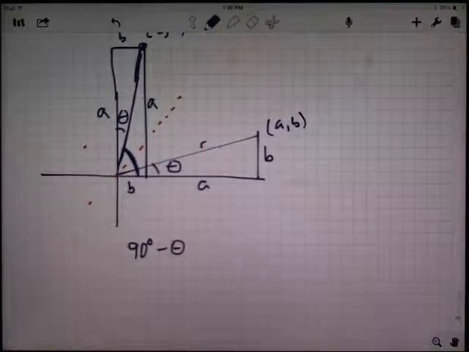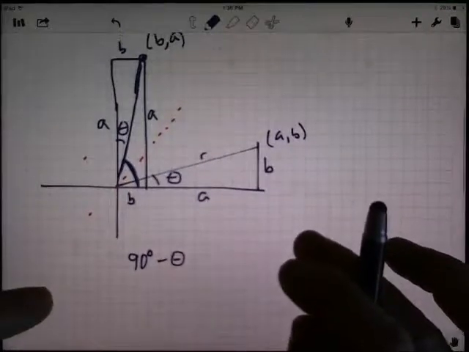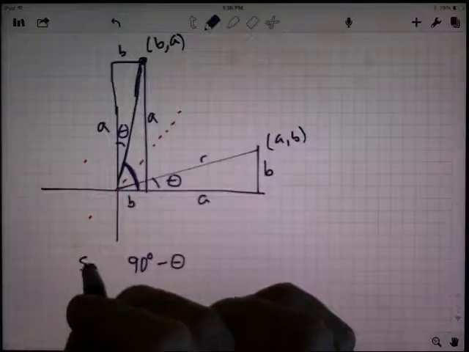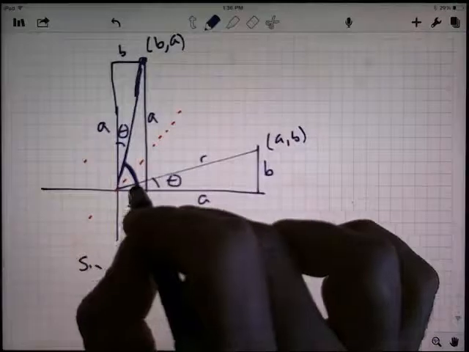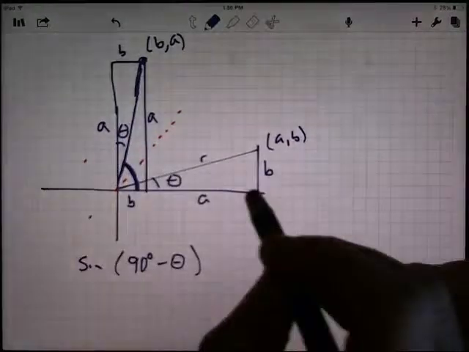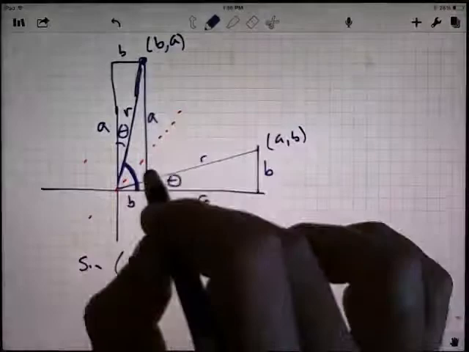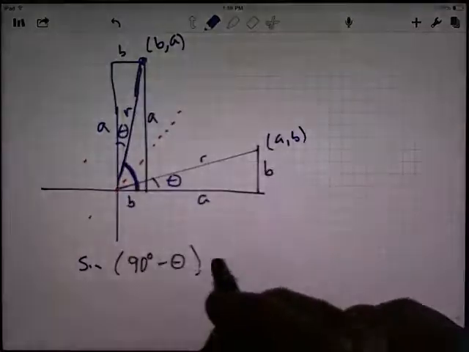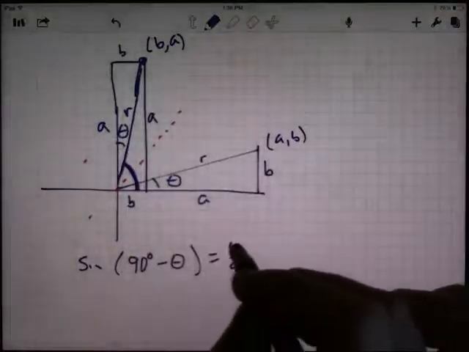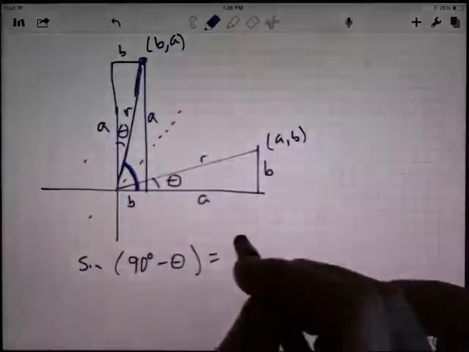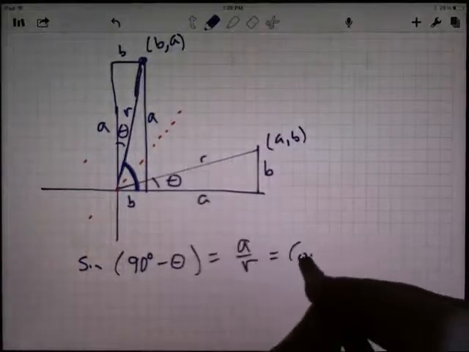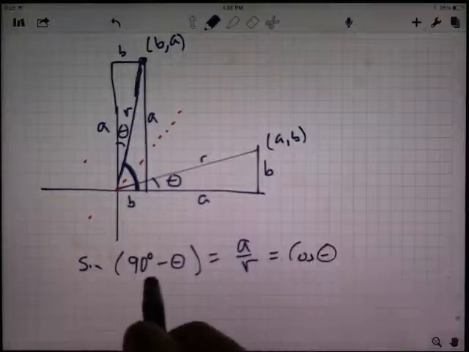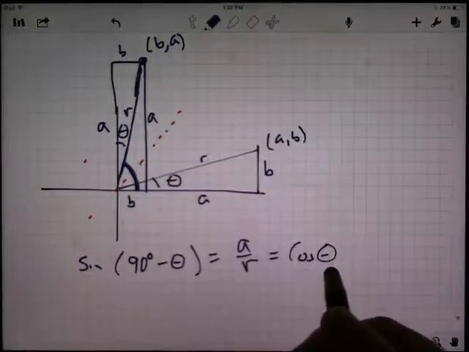But we've already seen the cofunction identities, but here it is again. If I ask what's the sine of 90 degrees minus theta, what's the sine of this angle? Well, that would be the opposite over the hypotenuse. Did I give the hypotenuse a name? Yes, it was r, so it's going to be r again. It's a over r. Well, a over r down here is the cosine of the angle. The sine of the complementary angle is the cosine of the angle.